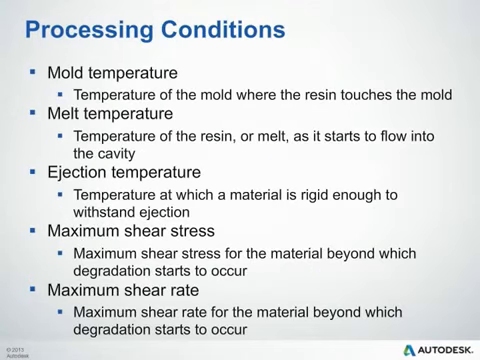Now we'll take a closer look at some of the most common processing conditions. One is mold temperature, which is the temperature of the mold where the resin touches the mold. Melt temperature is the temperature of the resin, or the melt, as it begins to enter the cavity. Ejection temperature is the temperature at which the material is rigid enough to withstand ejection. This is different from the transition temperature. Then there is the maximum shear stress. This is the shear stress for that material that you want to stay within. If you exceed that, then you may start to see some degradation in your material's properties.